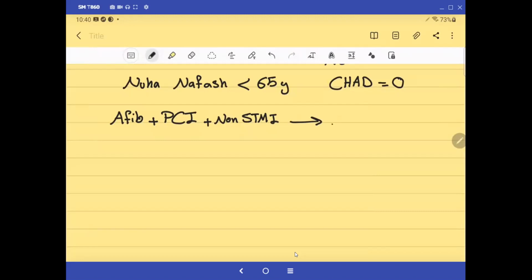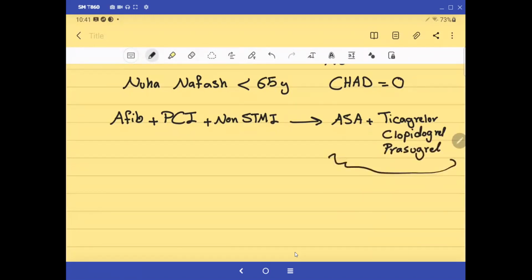Or clopidogrel or prasugrel. We said that prasugrel is preferred to be used in case of PCI. Okay. So the only difference between you and Noha Al-Kholi is that prasugrel can be used in your case. Plus aspirin. We will use them for 1 year, 12 months. After 12 months, Noha, what will you take? Aspirin lifelong? Yes. Okay?